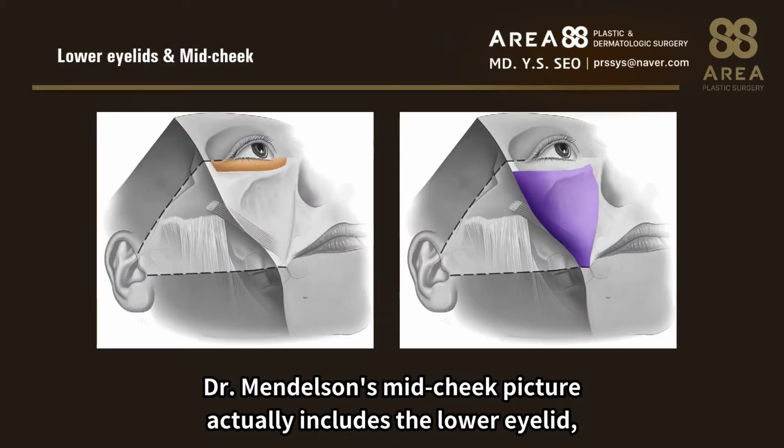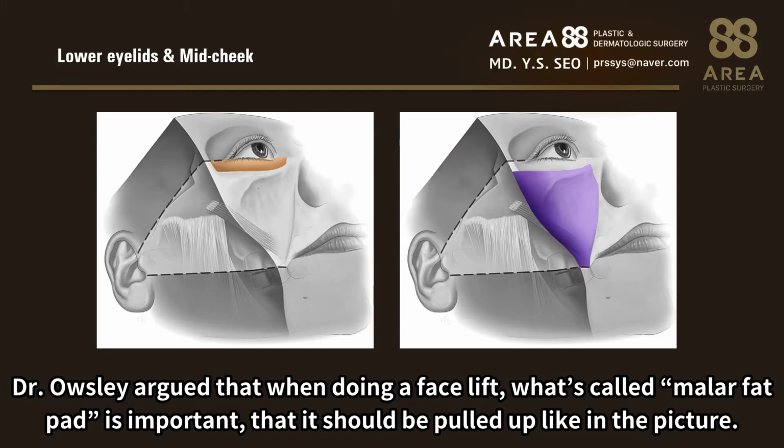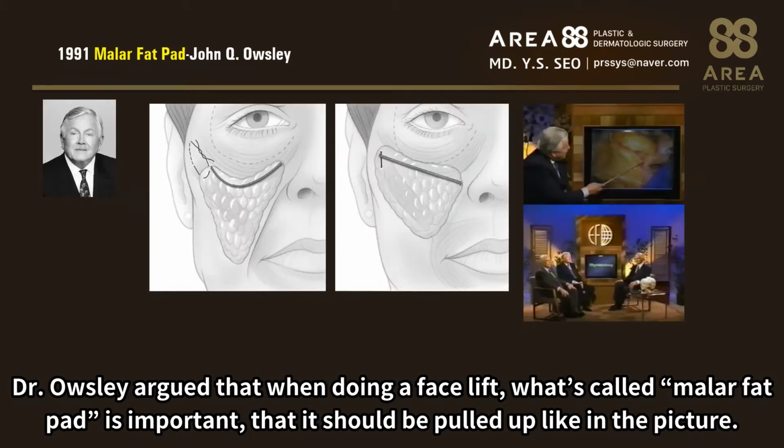Dr. Mendelsohn's mid-cheek picture actually includes the lower eyelid, but in real surgery, a separate operation is performed to the lower eyelid in yellow and the purple area below it. Dr. Rowsley argued that when doing a facelift, what's called malar fat pad is important, that it should be pulled up like in the picture.